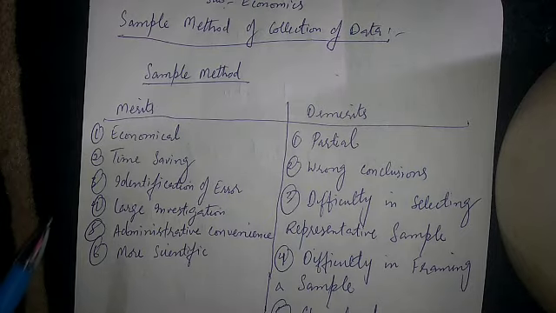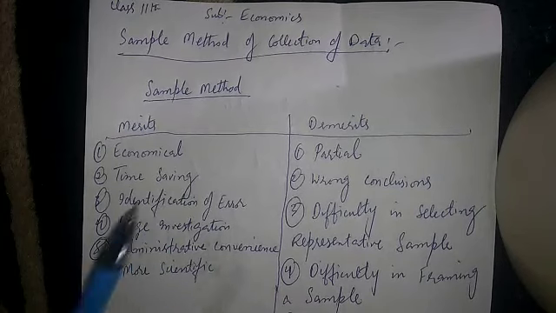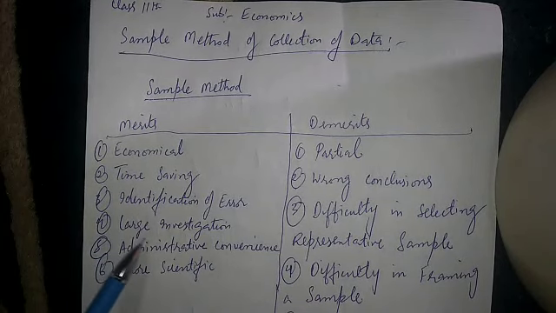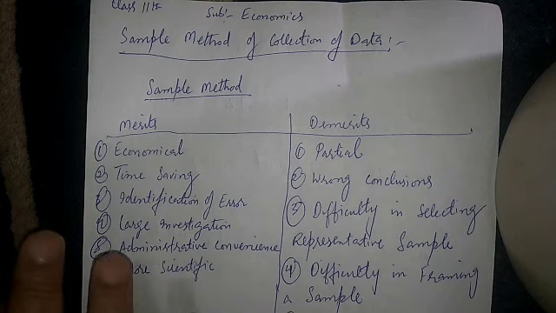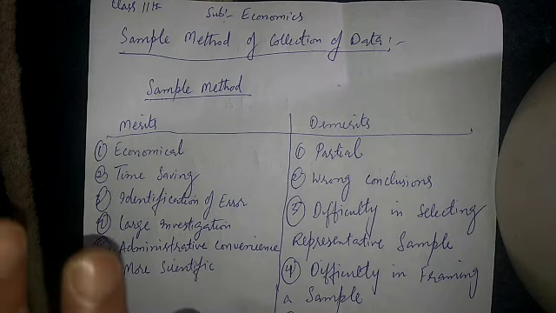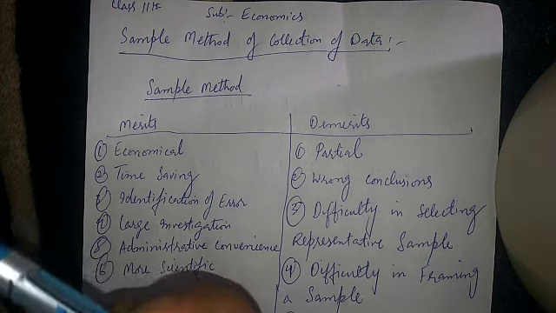Another point here is large investigation. The sample method is more feasible in situations of large investigations than the census method, which generally involves unaffordable cost.